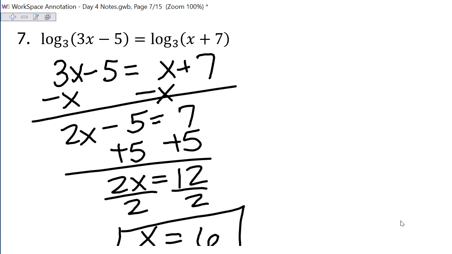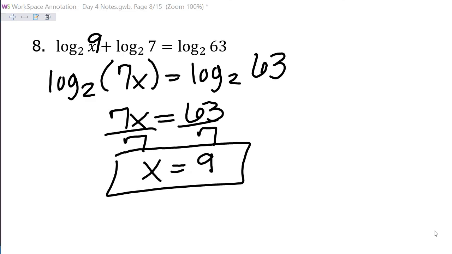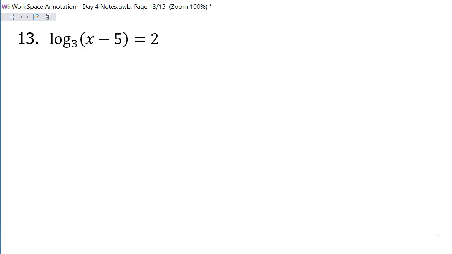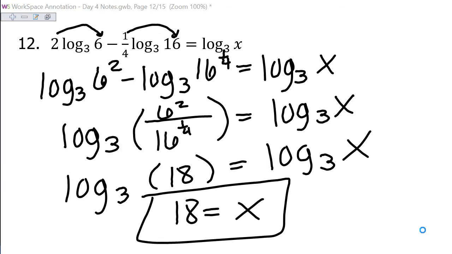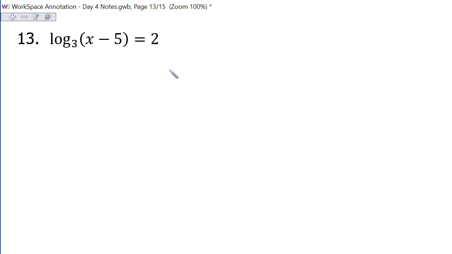How is this one different? It had logs on both sides. But if we look at this one, number 13, it only has 1. So if you only have 1 log, you need to convert to exponential form. So if there's only 1 log, yes, do what we did yesterday.